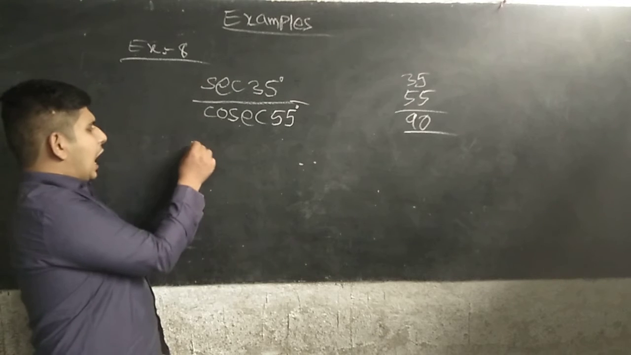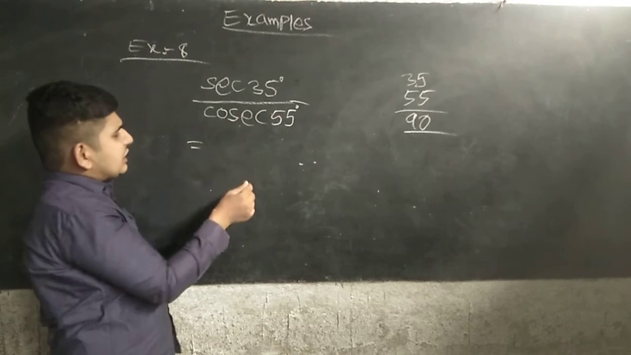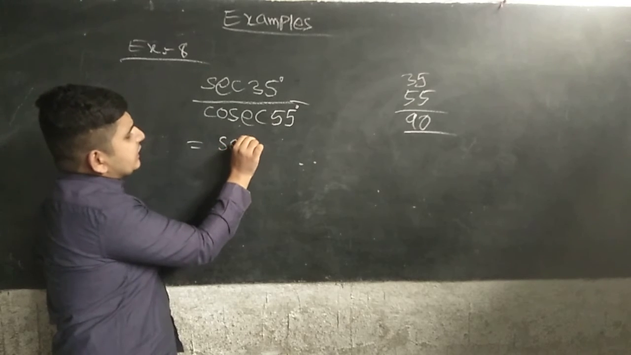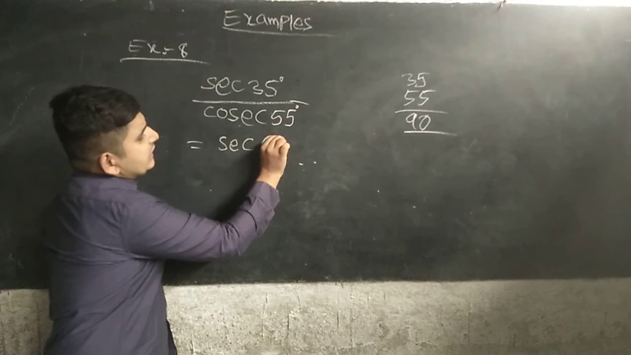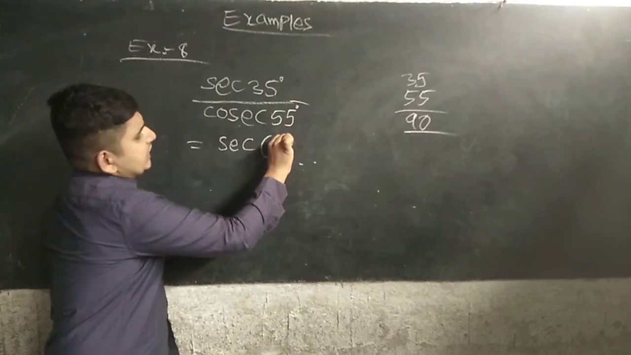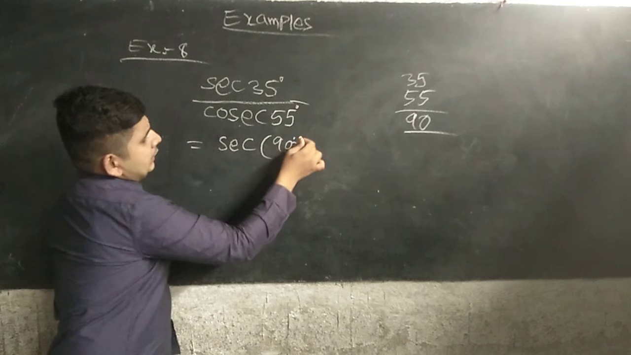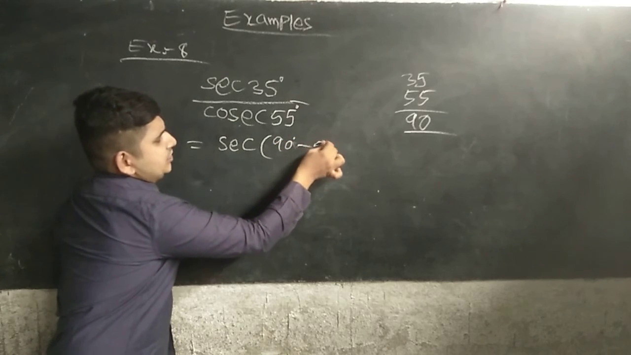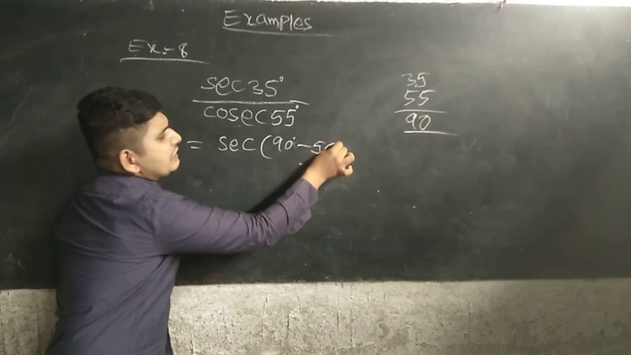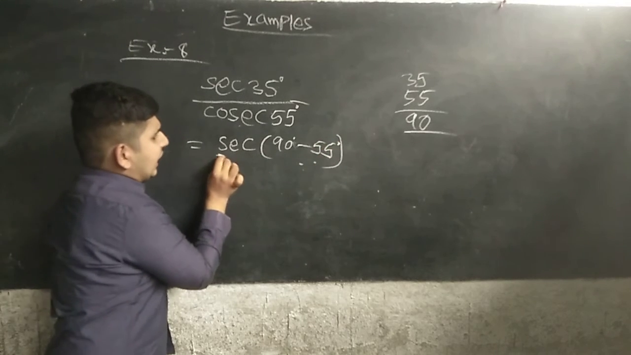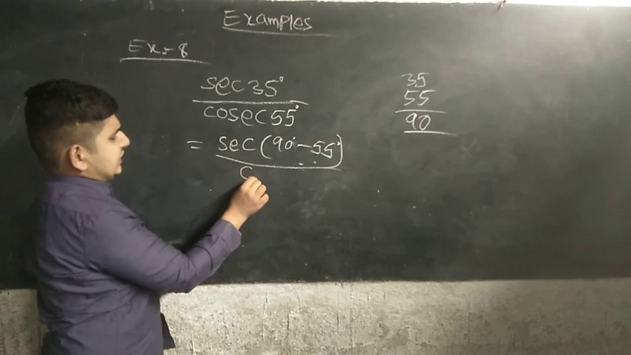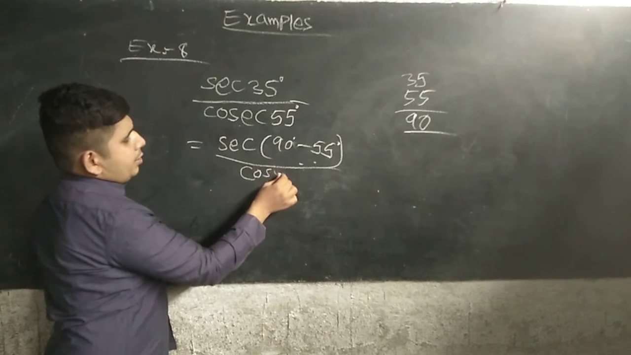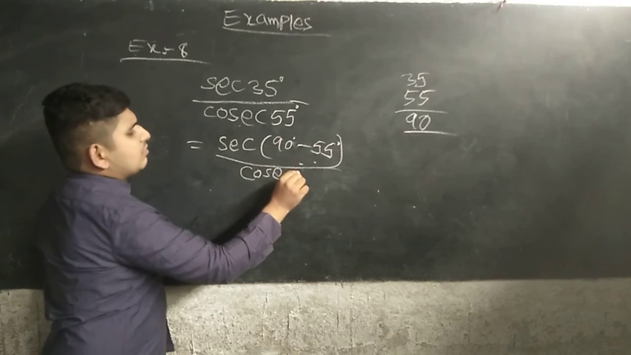So I am writing sec 35 degrees equal to sec of 90 degrees minus 55 degrees, by cosec 55 degrees.